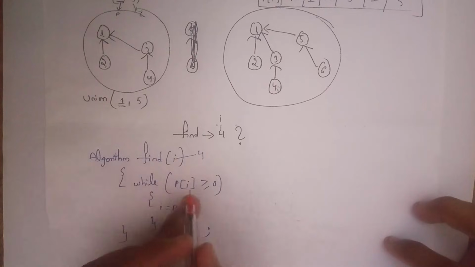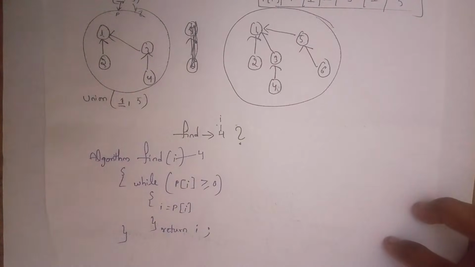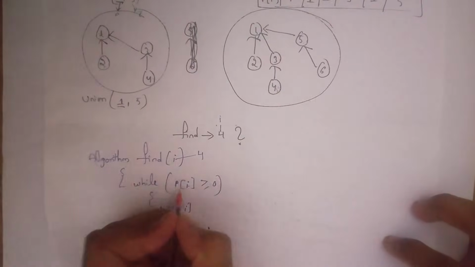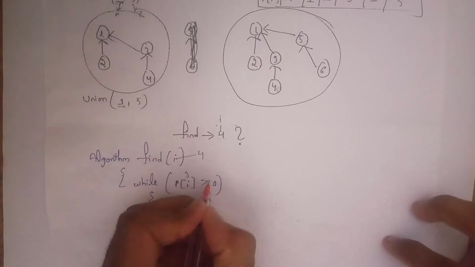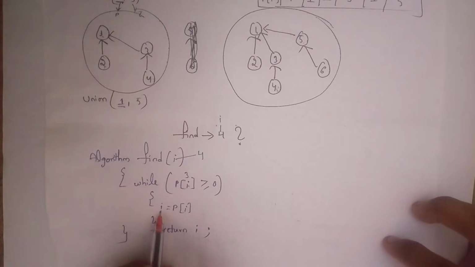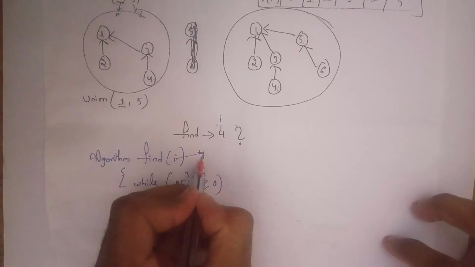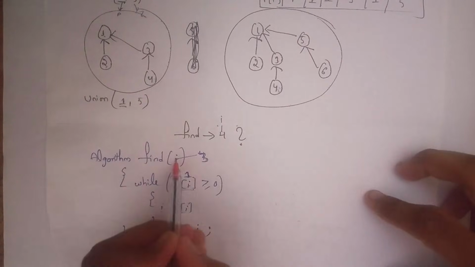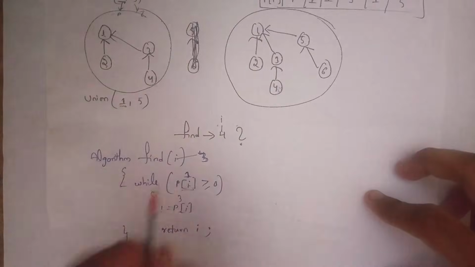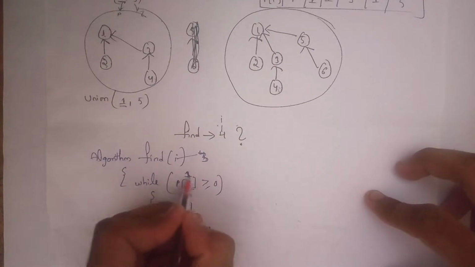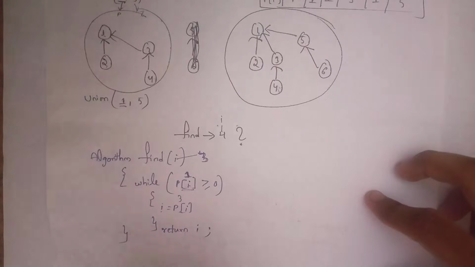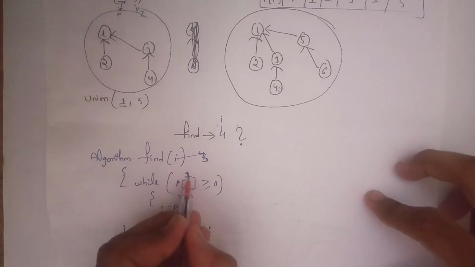Inside this, return I while parent of I is greater than 0. Parent of I, that is 4 parent is 3. So parent of I is 3. 3 is greater than 0. Condition satisfied. So now I value is P of I. P of I is 3. So now I value is 3. Again update. Here parent of I value 3 is 1. So P of I is 1. 1 is greater than 0. Condition is satisfied. So now I value is P of I, which is 1. So now I value is 1.